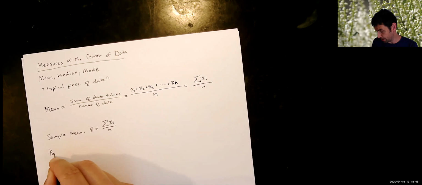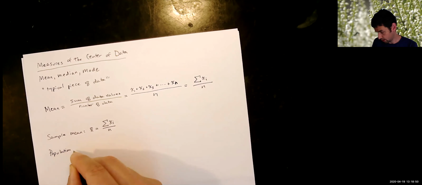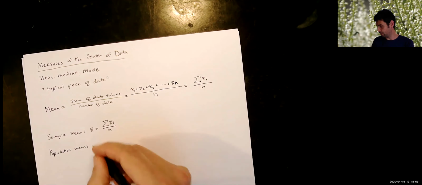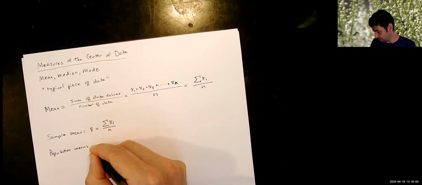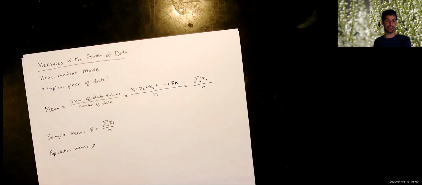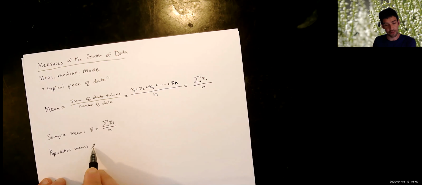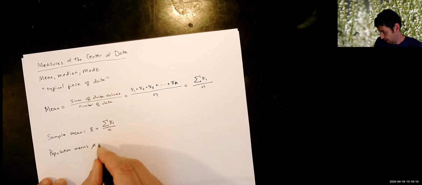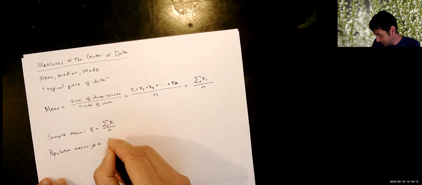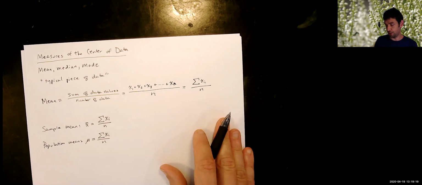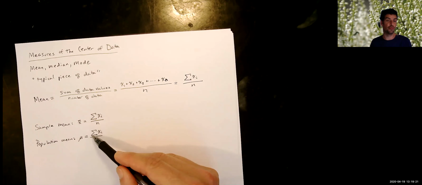For a population mean, we use another Greek letter. We use what's called mu. It looks like a U with a kind of long tail there. It's actually, I'm assuming, more related to an M. It's called mu, M-U. And again, I'm not changing the formula. Nothing changes about how we compute a mean. I'm just changing the symbol we use for it.